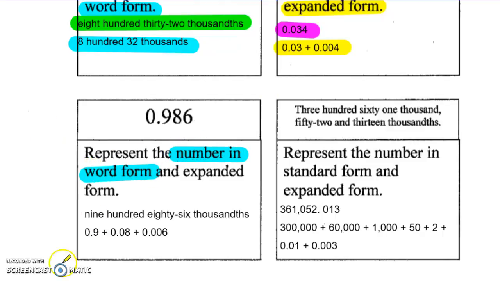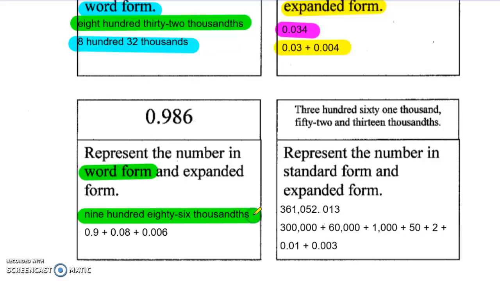Here's the answer. Oh no, represent the number in word form. Oh my gosh, Mrs. Myers, you need to read. Represent the number in word form. So word form was green. Okay, that's right here, 986,000. Okay, expanded form. Pretty sure we made yellow. So this one is expanded form. Okay, remember your flaps might be in a different order, and that is A-okay.